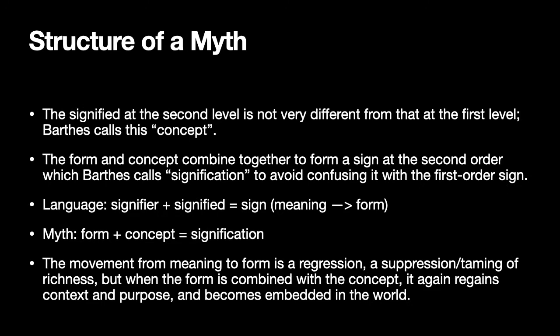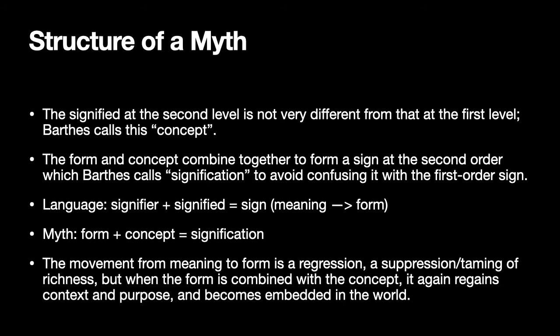The signified, on the other hand, is not very different. At the first level also, the signified is a concept. At the second level also, the signified is a concept. And Barthes calls this second signified, the signified of a myth, concept. Now the form and concept combine together to form a sign at the second order, which Barthes calls signification, to avoid confusing it with the first order sign.